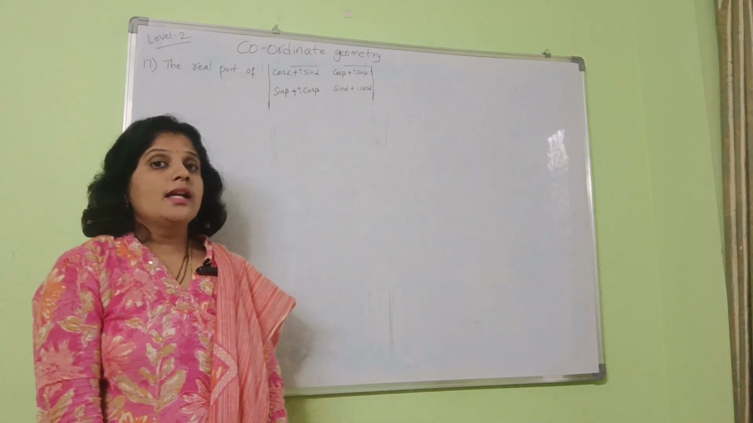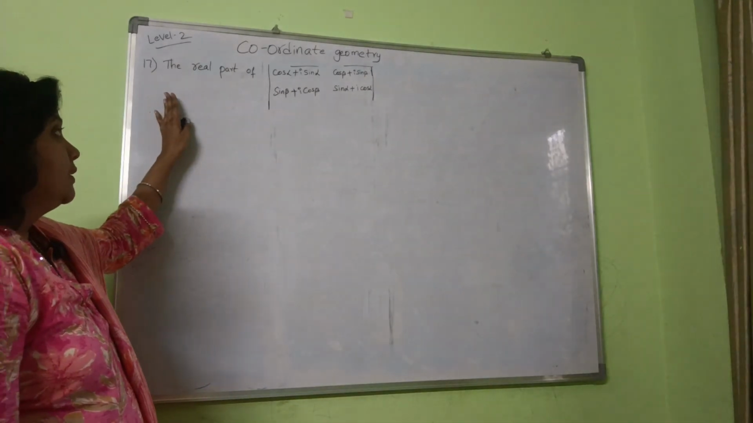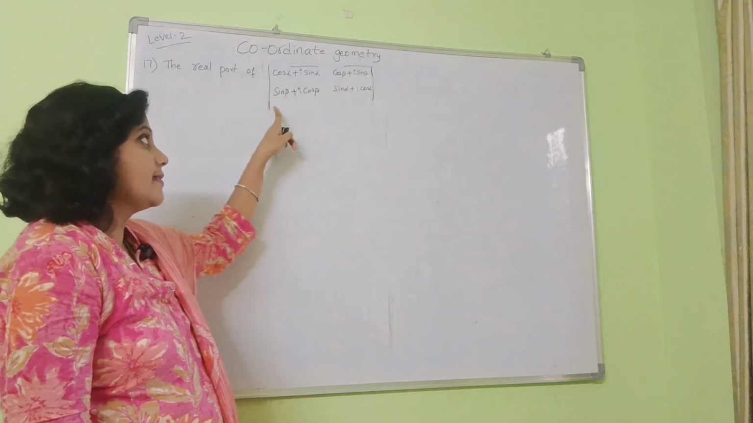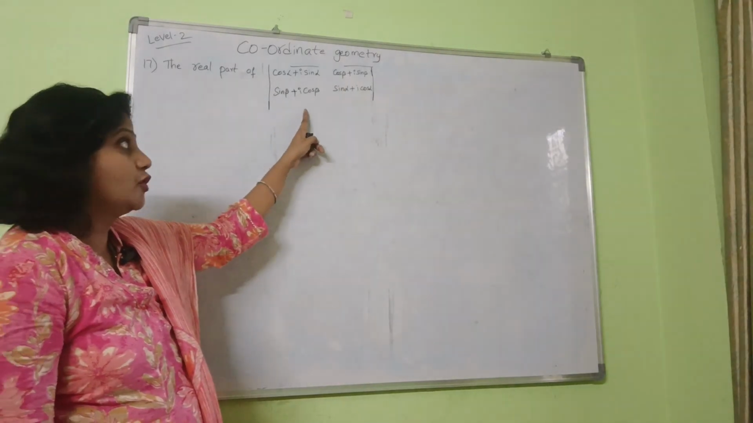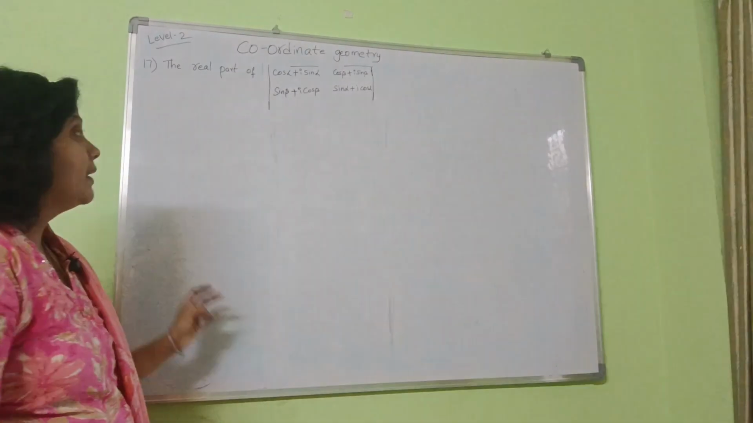Today we will discuss level 2 problems in coordinate geometry. So what is the question? The real part of the determinant of cos alpha plus I sin alpha, cos beta plus I sin beta, plus I cos beta, sin alpha plus I cos alpha. Okay, what is asked, the real part?